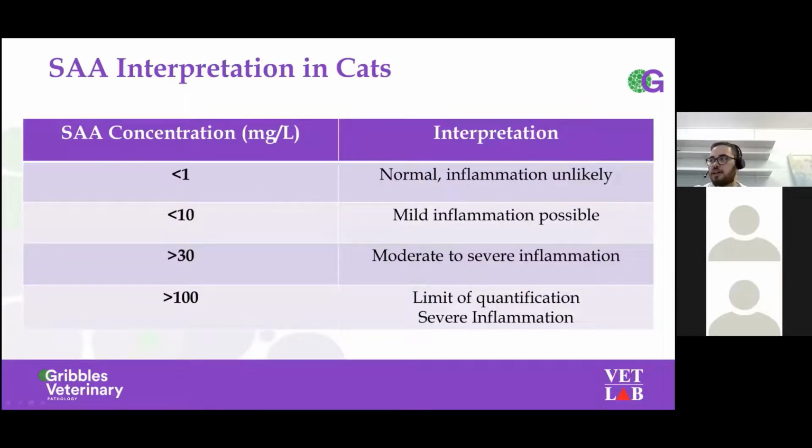These are our interpretation guides for cats. Again, they may change in the future, but typically SAA increases in cats tend to be a little bit smaller compared to CRP in dogs and particularly in horses.